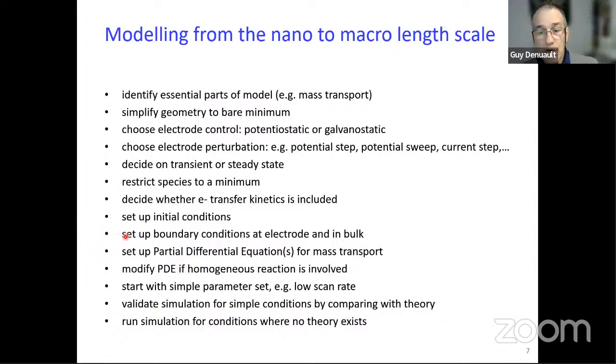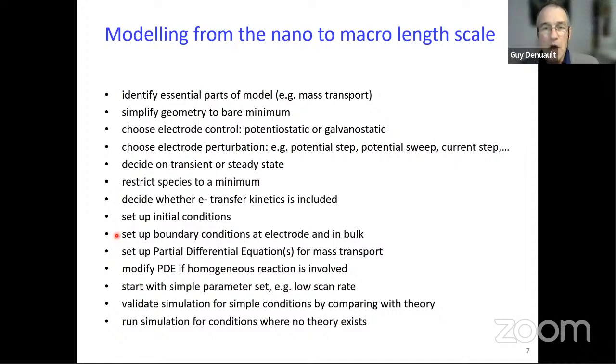And then you need to define boundary conditions. Essentially we need to consider two boundary conditions. One is what happens on the electrode surface, and there could be several conditions, as you will see. But the other boundary to account for is what happens in the bulk, if you have semi-infinite linear diffusion, for example.